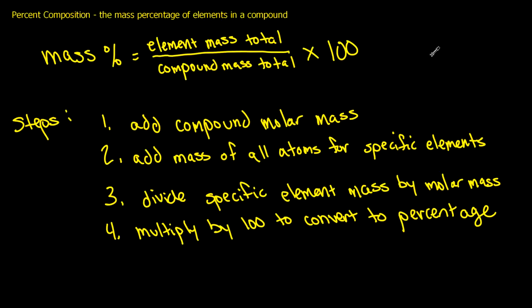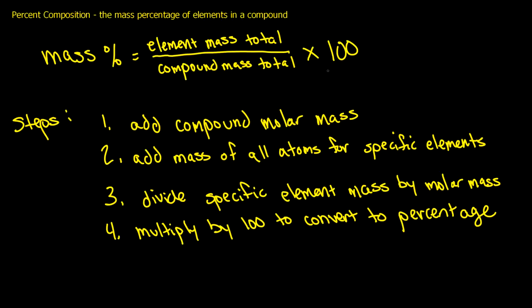Now to solve for it is very easy and we can use a basic formula to do so. That formula is going to be the mass percentage, or the percent composition, is equal to the element mass total divided by the compound mass total, and then we multiply it by 100 to change it to a percentage.